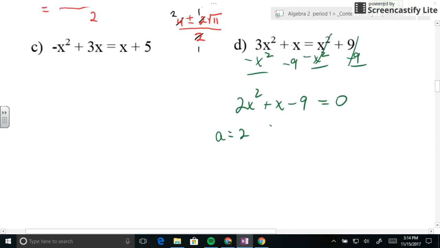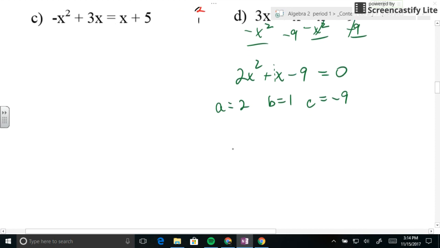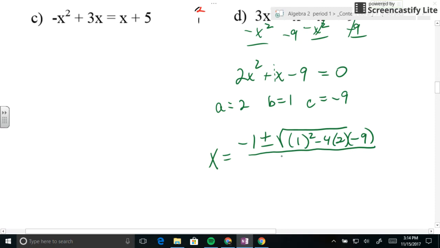Now I've got to figure out what a, b, and c are. So a is 2. B is the number in front of the x, which is 1. And c is negative 9. So we just plug it into the quadratic formula. So x equals the opposite of b plus or minus the square root of b squared minus 4 times a times c, all divided by 2 times a.